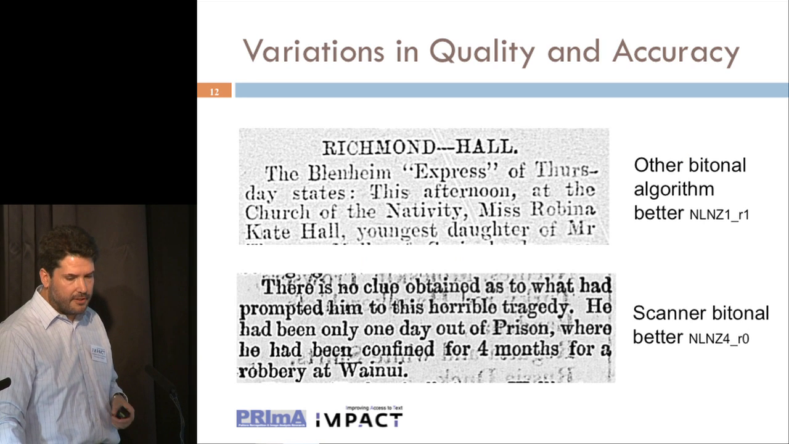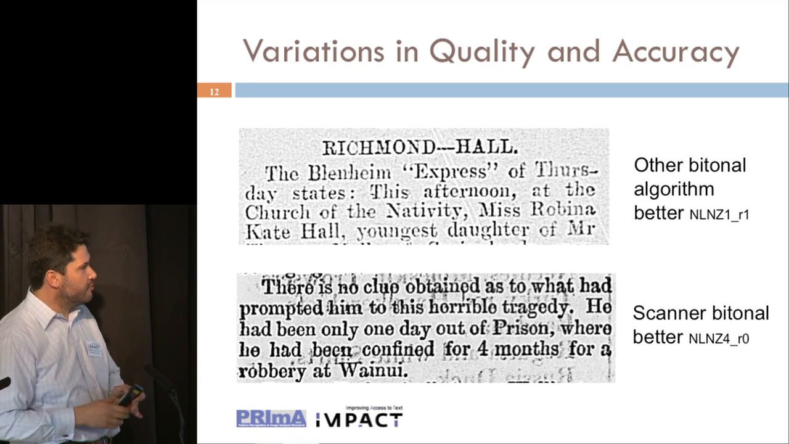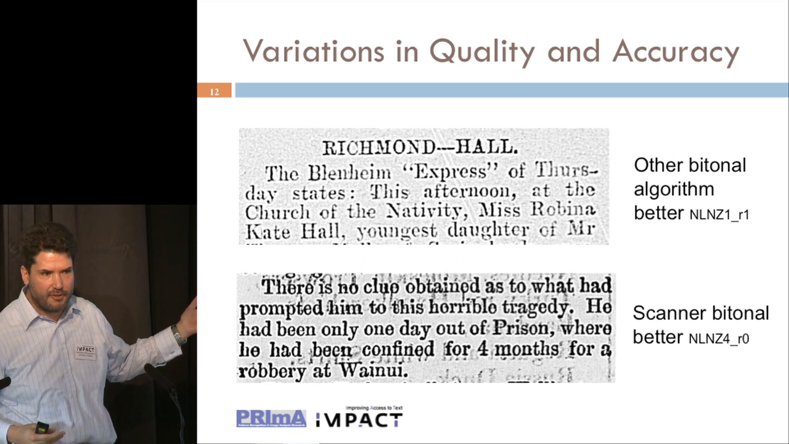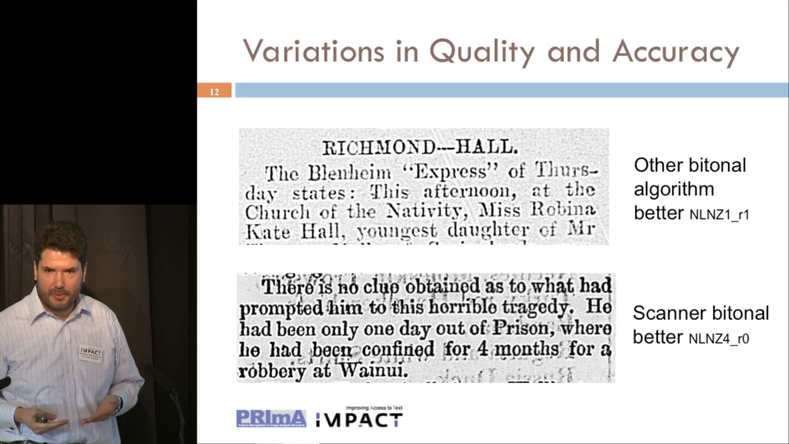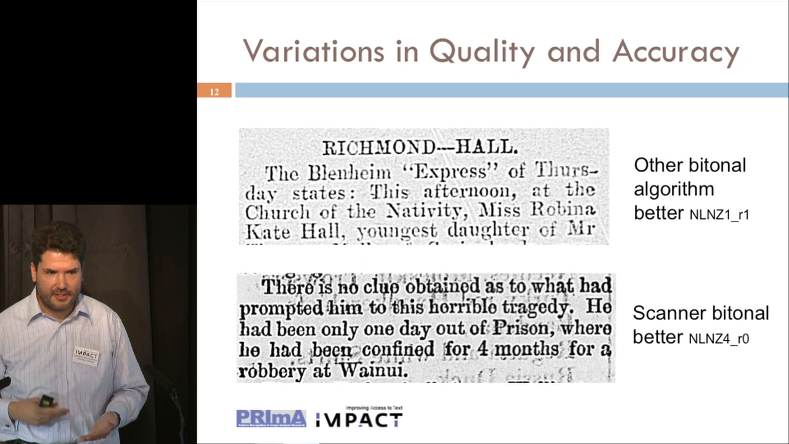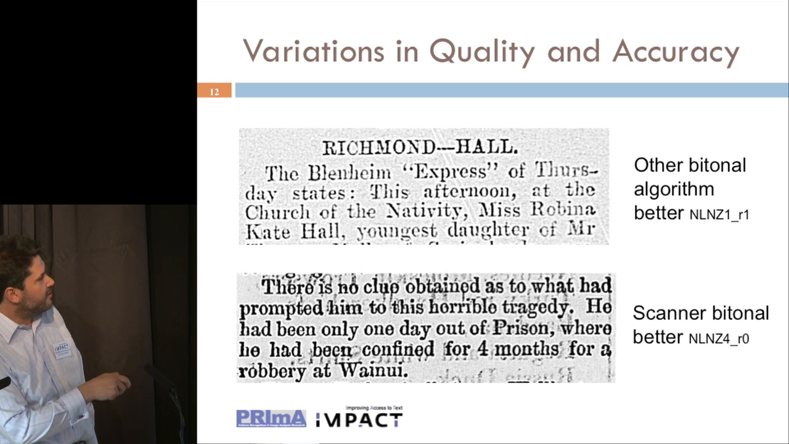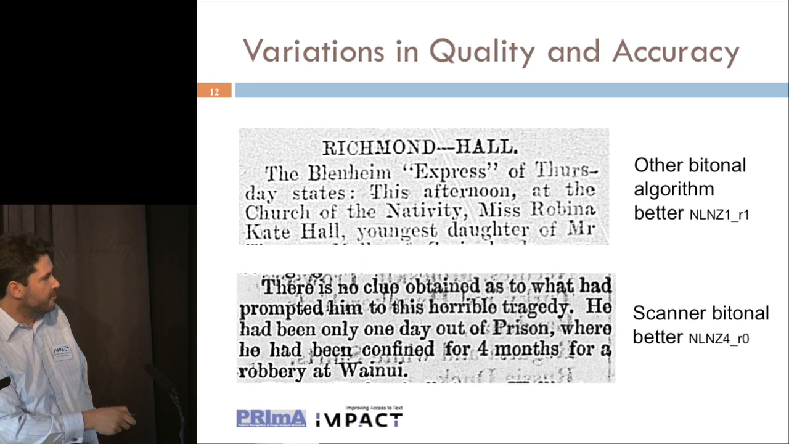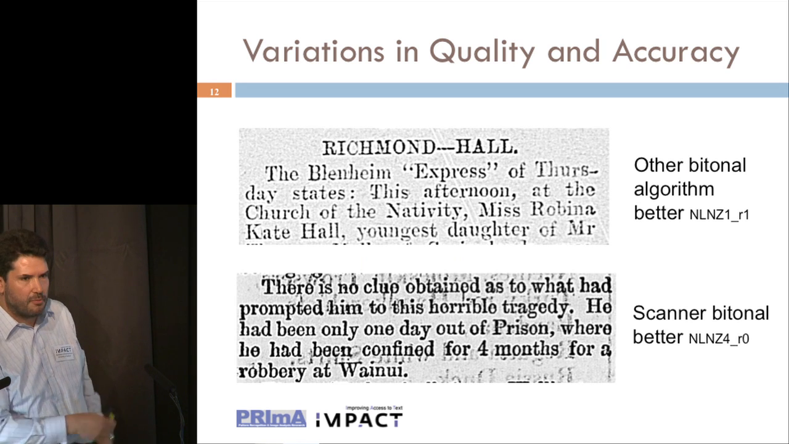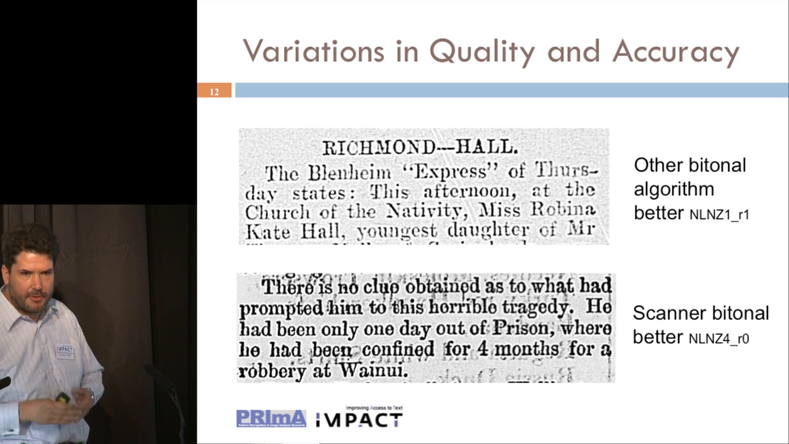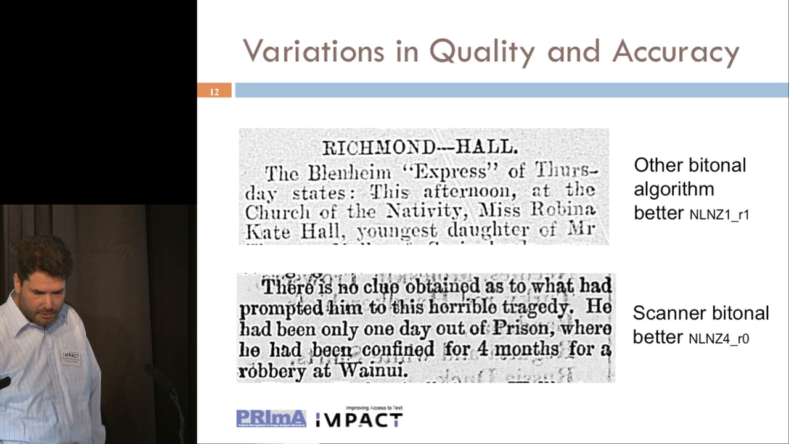Just to give you an idea, looking at things is not enough to determine which is going to give you better OCR. Rather, we have to apply systematic analysis of the results using ground truth. That's why we have all these tools in Impact. This one, for example, which looks worse, the other bitonal algorithm performed better than the one from the scanner. Whereas the scanner bitonal, this one with a lot of bleed-through, was better than one of the best algorithms in binarization. So we really need to apply this in a methodical way and find out which one is best.